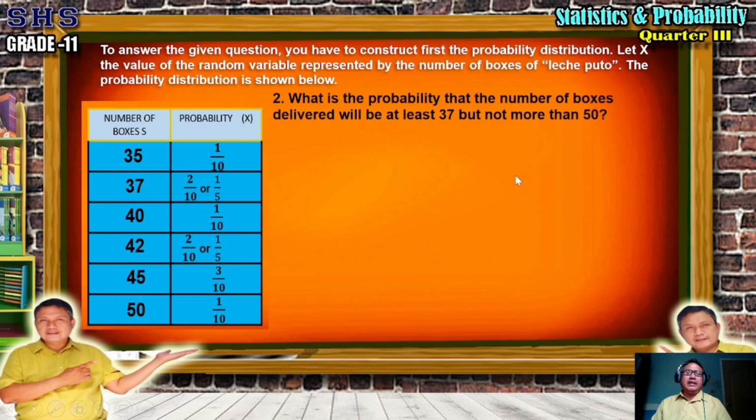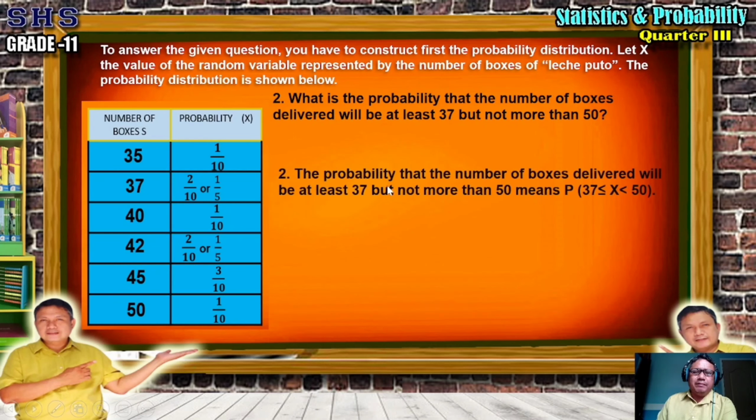What is the probability that the number of boxes delivered will be at least 37 but not more than 50? At least, so ibig sabihin, kasama si 37 pero hindi daw dapat more than 50. Okay, so alin po ang mga kasama dyan? The probability that the number of boxes delivered will be at least 37 but not more than 50 means that the probability of X is greater than or equal to 37 but less than 50. So, ibig sabihin, hindi kasama si 50.